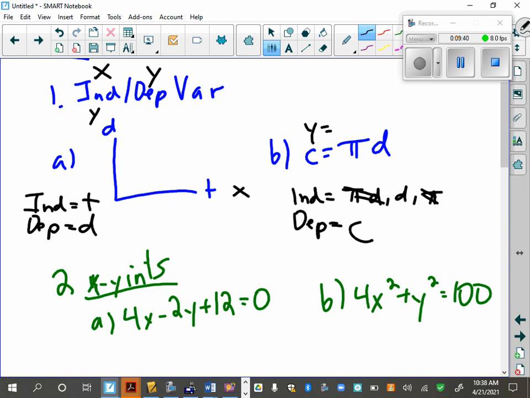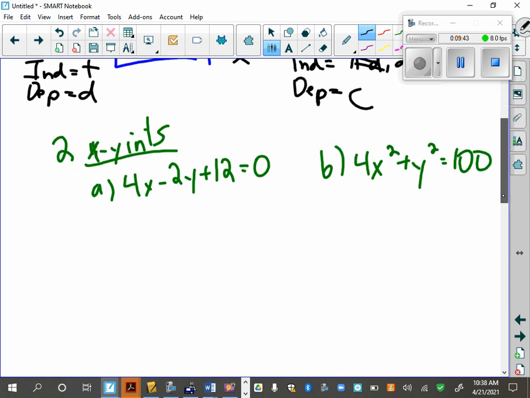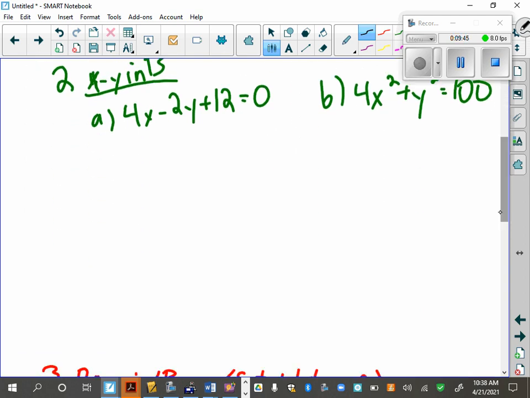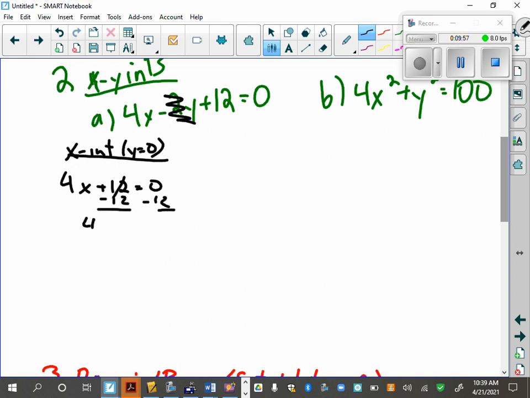X, Y intercepts. So your X intercept, you don't need to write this down, y equals 0. So I'm going to just do 4x plus 12 equals 0. Subtract 12 on both sides, and you get 4x equals negative 12. If you show your work, you won't make a sign mistake, because if you put 3, that is just not right. Negative 3, 0, check. Good.